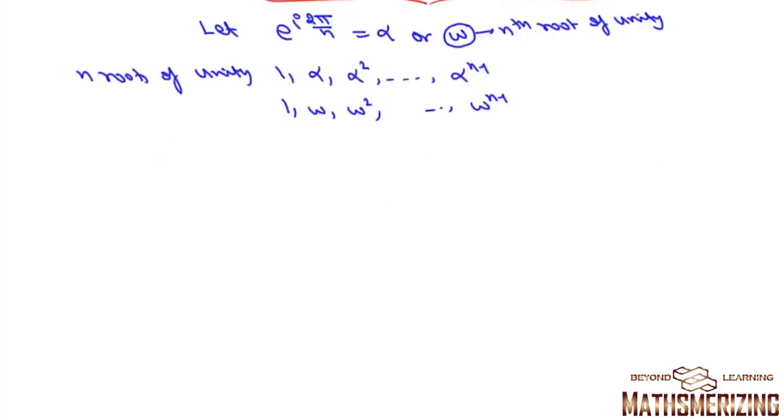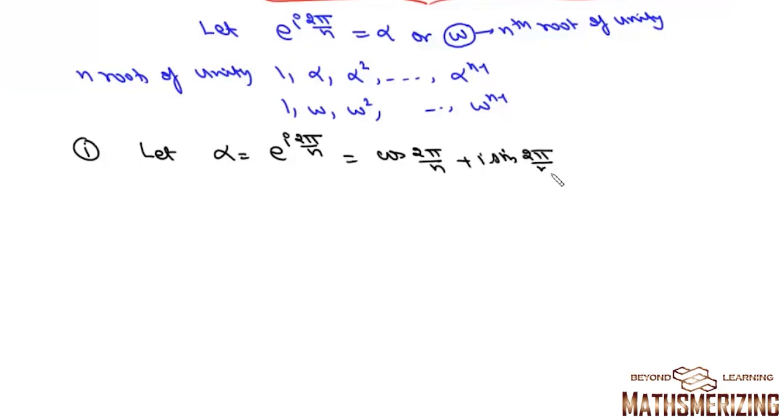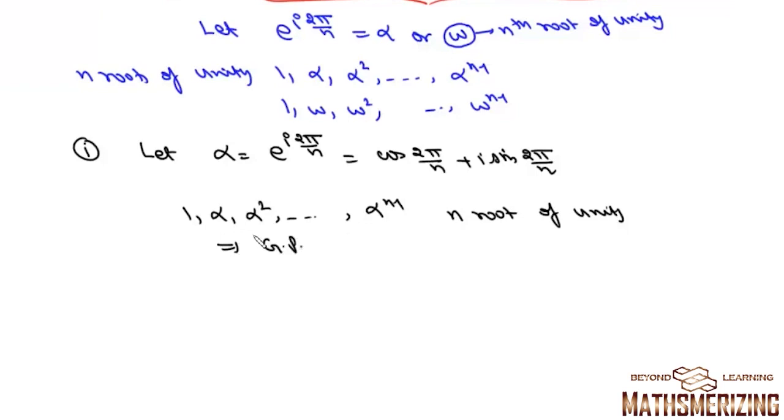Now we'll start writing some results on nth root of unity. And the first result is, let alpha equal e to the power iota 2 pi by n, or we can write this as cos 2 pi by n plus iota sin 2 pi by n, then 1, alpha, alpha square up to alpha to the power n minus 1 are n roots of unity, and these n roots of unity are in geometric progression. So these n roots of unity are in GP.